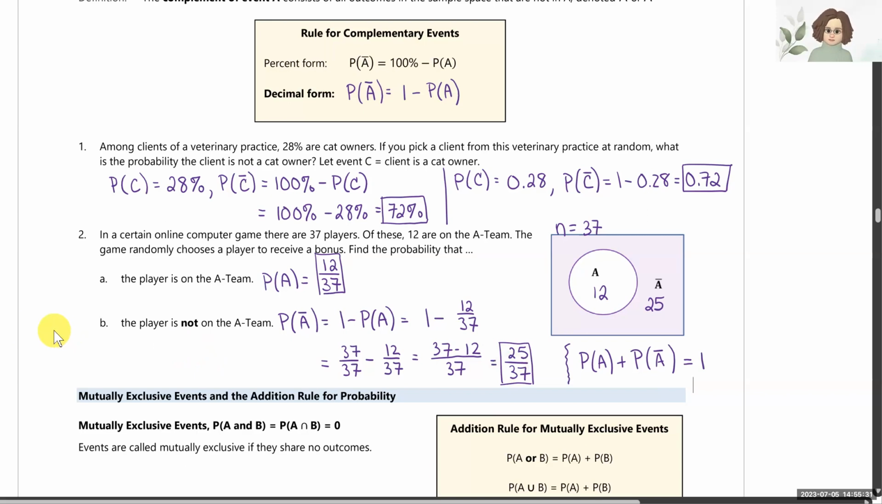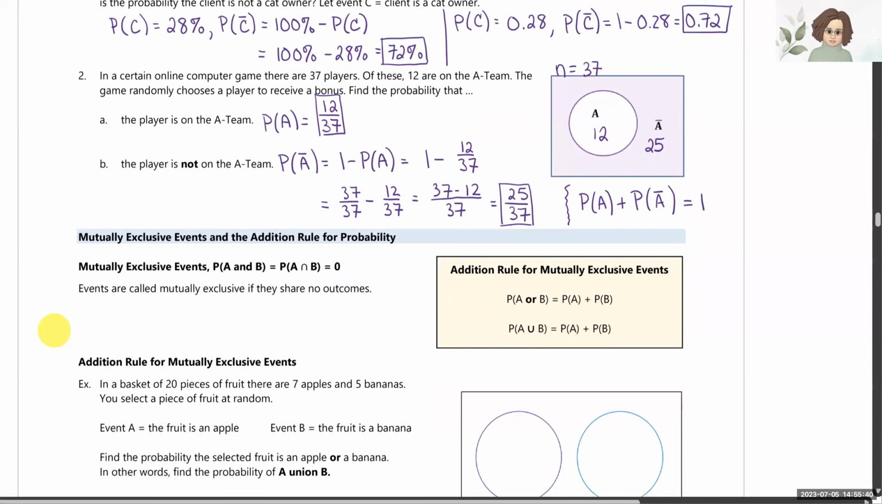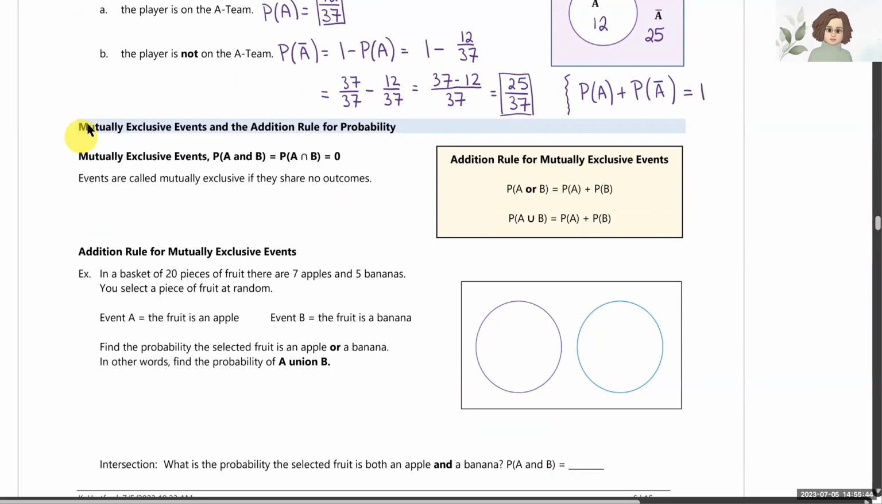All right, so let's head to the addition rule. And we're going to have two cases of it. The first one is when we're dealing with events that are mutually exclusive. So visually mutually exclusive will be pretty clear because we're going to have two events where there is no overlap. So two events with no shared outcomes. So that's our definition of mutually exclusive.